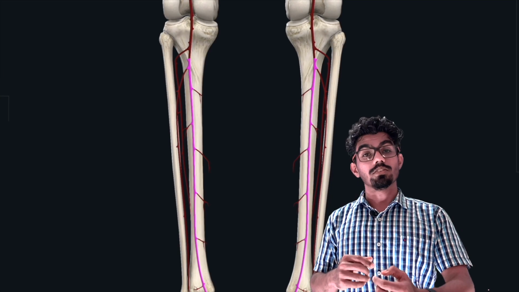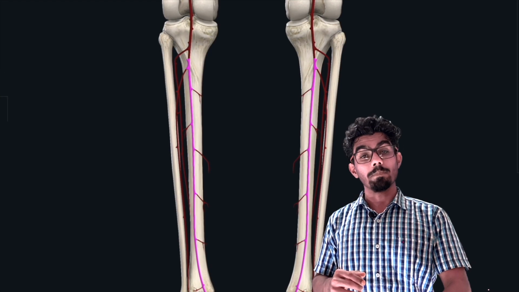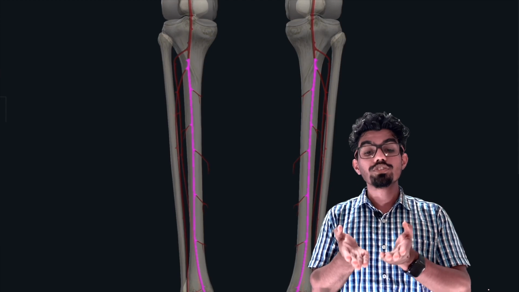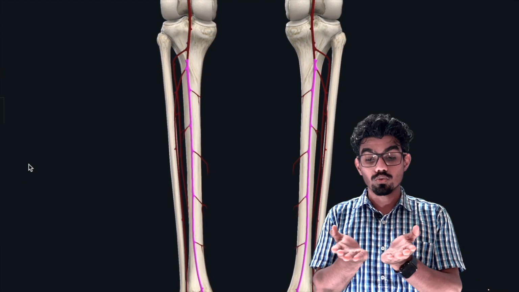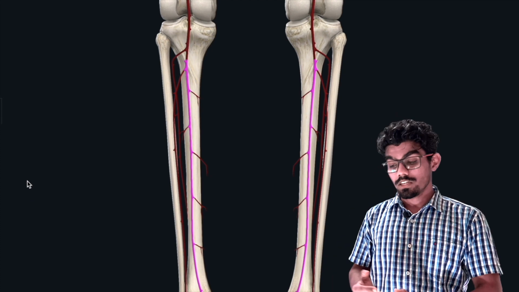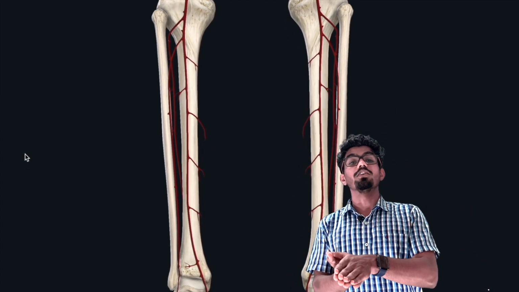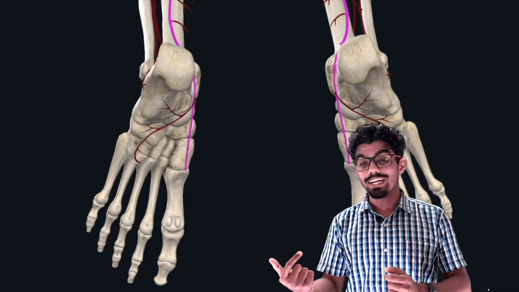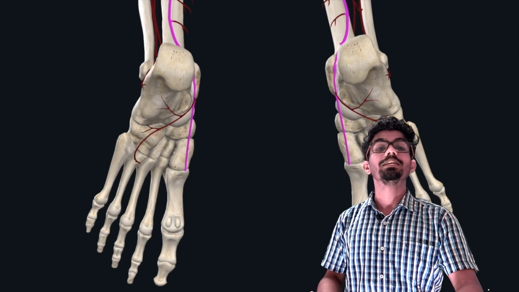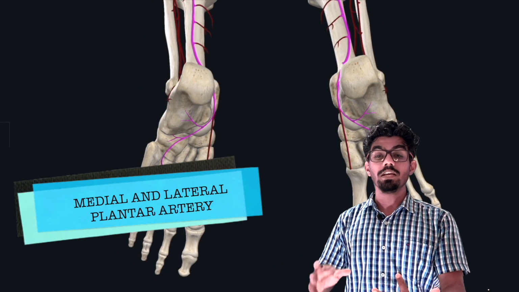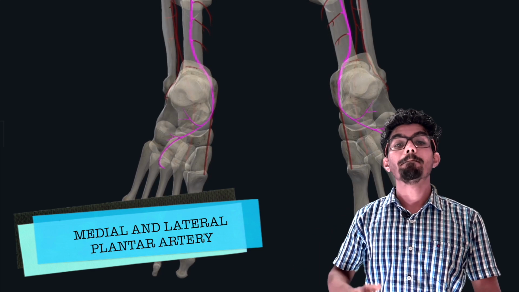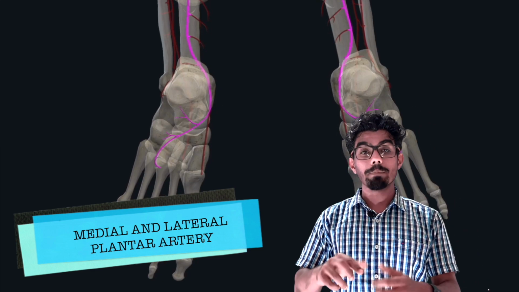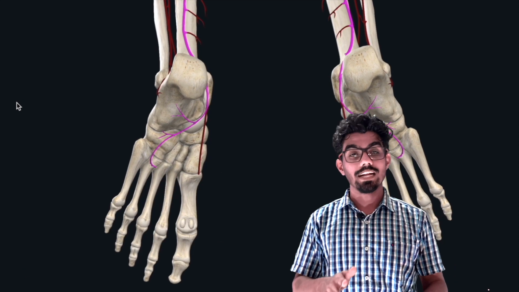And the posterior tibial artery descends as such as the continuation downward. In the sole region, the posterior tibial artery divides into two terminal branches. The sole region is called the plantar region. One terminal branch goes laterally, another one goes medially, and these two branches are called the medial and lateral plantar arteries, forming the medial and lateral plantar arches.